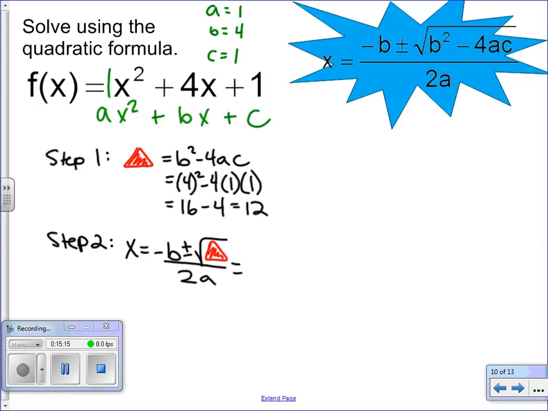So the opposite of b is negative 4, because it was a positive. And then I'll have plus or minus the square root of 12. And then I'll divide by 2 times 1, which will simplify to be just 2. So I'm going to go ahead and erase that and call that 2.